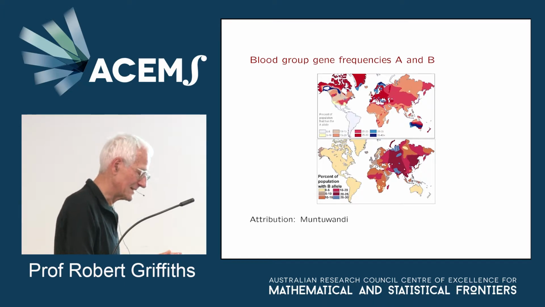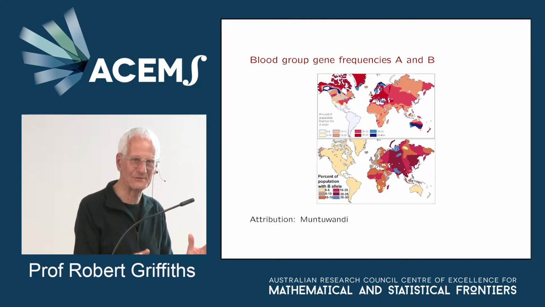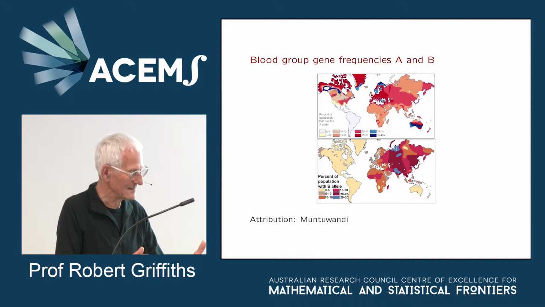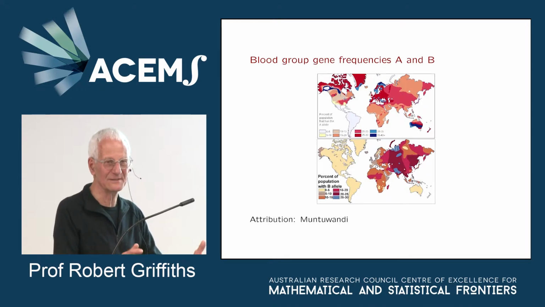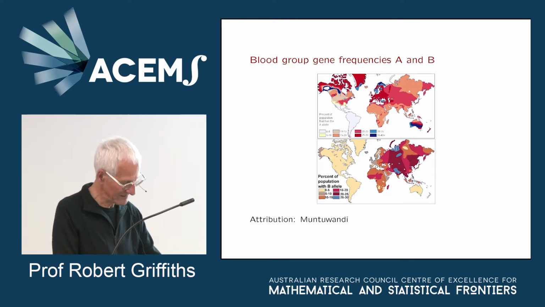And so often it's not exact frequencies that you get in population genetics when you're dealing with genes. There's very much a randomness associated with them. And that's a very important feature of population genetics.